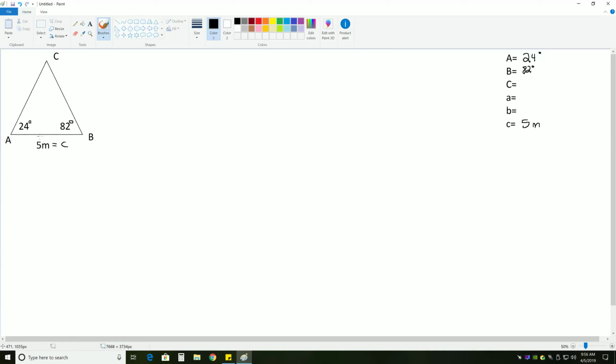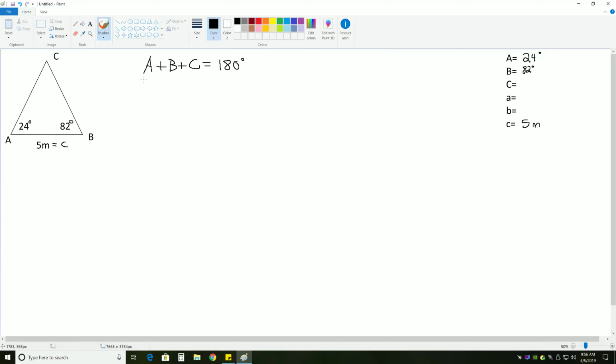So this allows us to use the law of sines to solve this problem. The first thing that we should do with it is find our third angle, because we know that if you take all three angles of any given triangle and add the angles together, the result has to be 180 degrees.